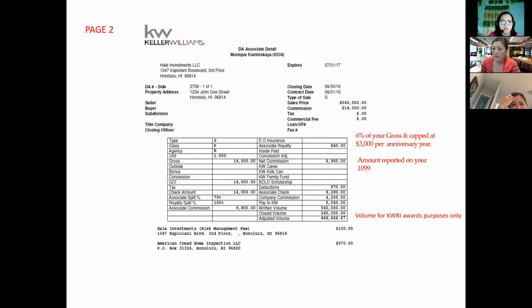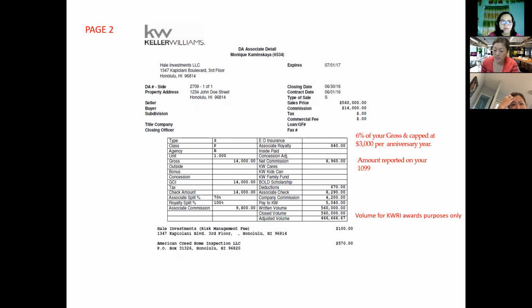That amount is still not the amount that you report on your 1099. So what this shows is your associate commission is 9,800. That's your 70% split. Now you're going to have to take out associate royalty fees. Associate royalty fees is the franchise fee that goes straight to KWRI. That amount is always capped at $3,000 per anniversary year. So after you hit $3,000, you don't need to pay the royalty until you reset on your next anniversary year.